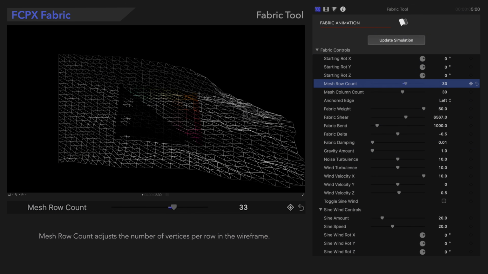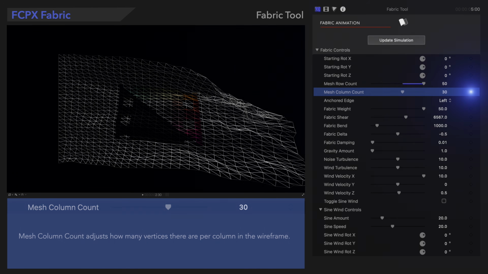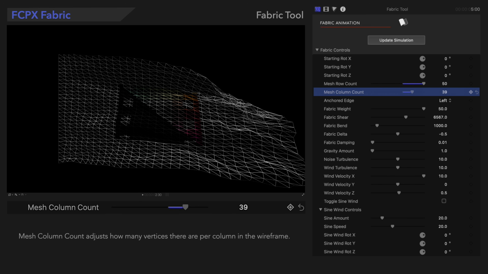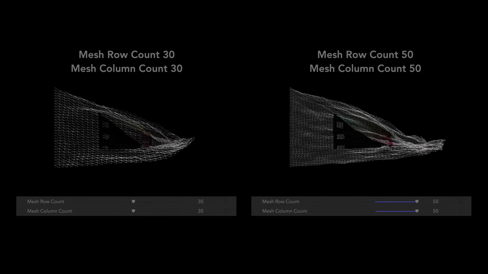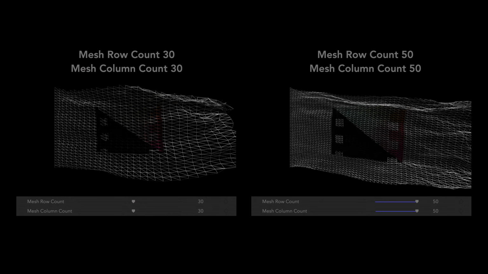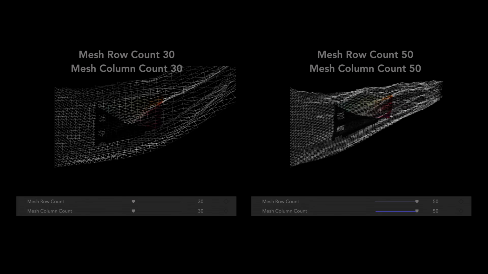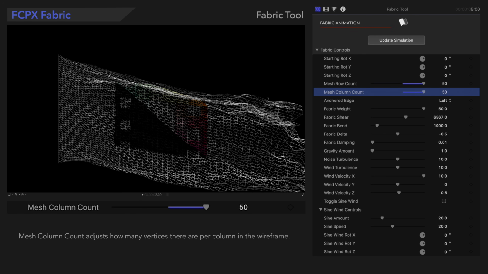Mesh row count adjusts the number of vertices per row. Mesh column count adjusts how many vertices there are per column. Let's see it in action. Notice on the right, the additional vertices react to the physics differently. Now let's turn the wireframe back off, and we'll move on to the next control.